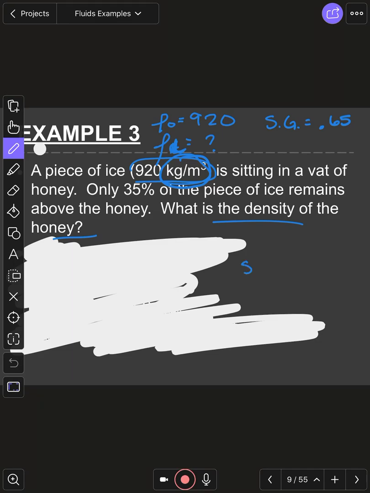So we're going to use specific gravity is equal to the density of the object over the density of the liquid. We are going to rearrange. The density of the liquid is equal to the density of the ice over the specific gravity. 920 over 0.65. If I do 920 divided by 0.65, I get 1415. And SI units are kilograms per meter cubed.